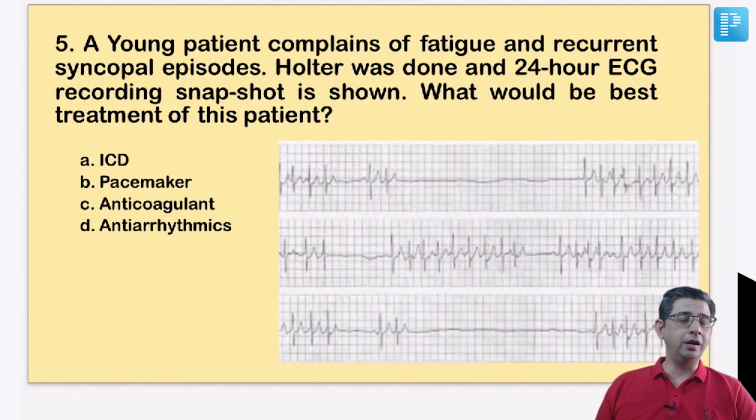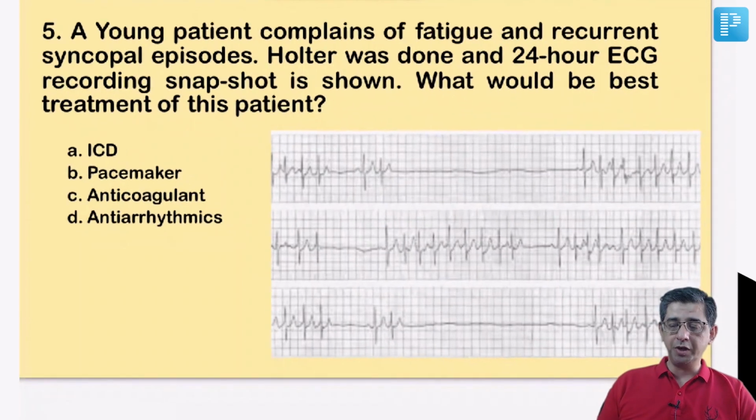The moment you read that line, you have to think in terms of WPW syndrome, or it could be recurrent tachyarrhythmias, or it could be bradyarrhythmias. Only three possibilities are there. The Holter of the patient was done and a 24-hour ECG recording snapshot was given. Obviously, they cannot put up an entire 24-hour ECG file for you to scroll through, so they just gave you a segment of that.